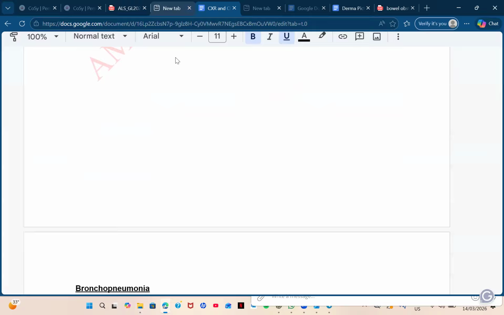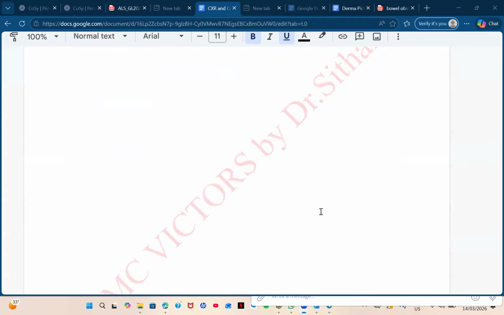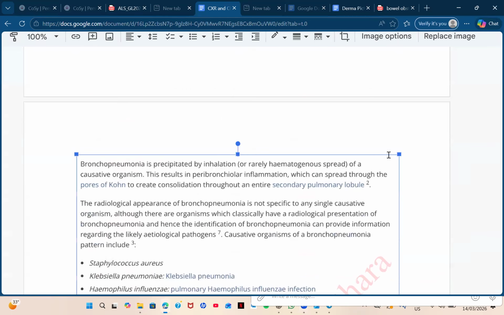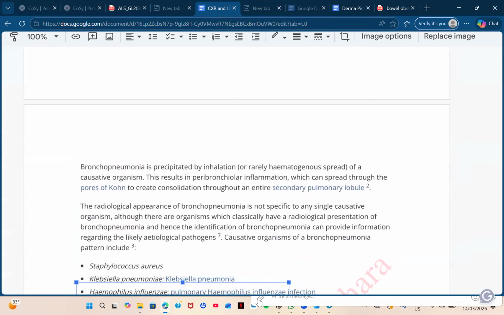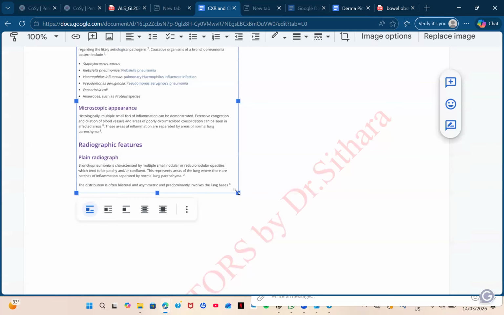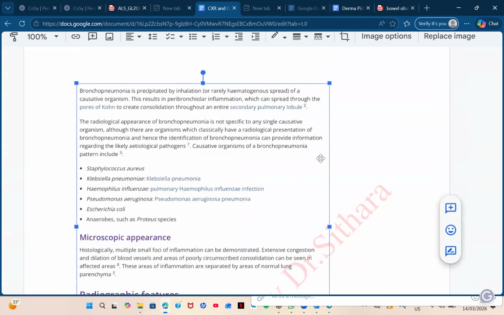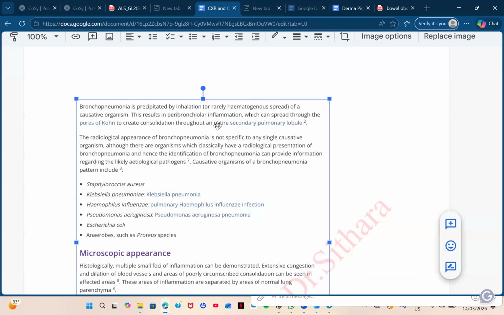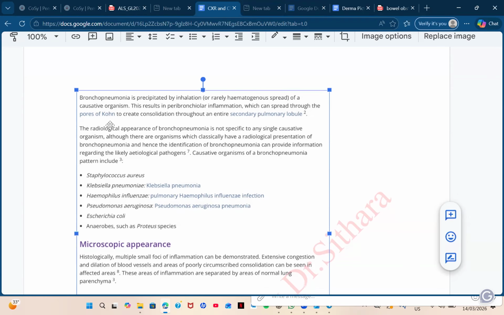Now tell me how bronchopneumonia appears, how bronchopneumonia presents, doctors? Bronchopneumonia is precipitated by inhalation or rarely hematogenous spread of causative organisms that result in peribronchial inflammation, which can spread through the pores of Kohn to create consolidation throughout an entire secondary pulmonary lobule.